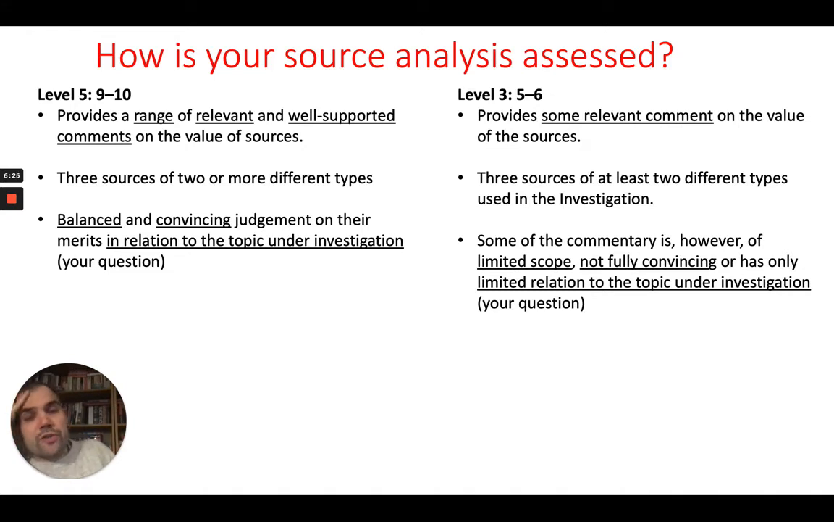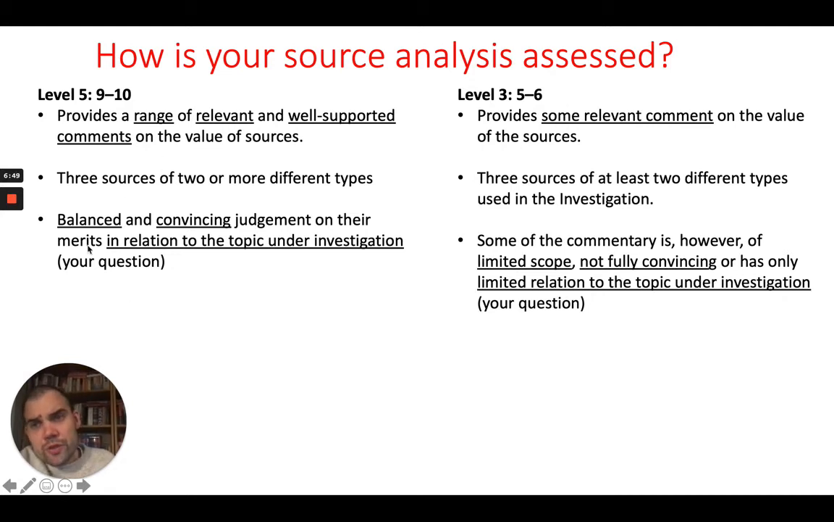Now, I'm just going to go through the mark scheme very briefly because I think it's easier to understand what they're getting at if you see examples of good work rather than just reading it abstractly, but just to give you an idea of how you're marked. So there's a difference between a level 5 and a level 3. Once you get below level 3, you're talking about ones where they just don't have enough sources, there aren't enough types. So this is a mid-level bit of source analysis. This is the top level.